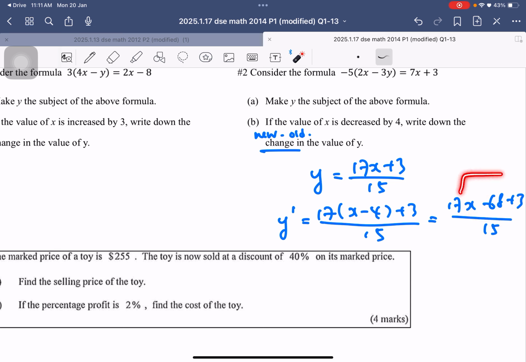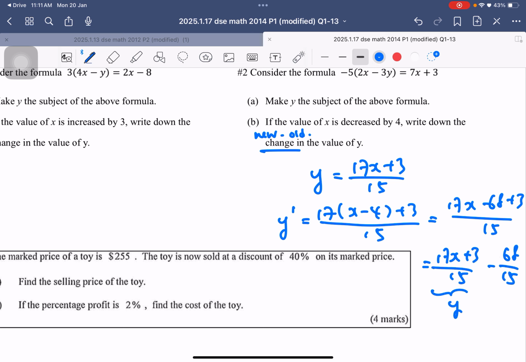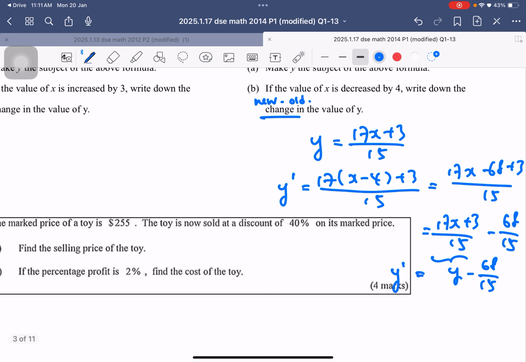Because if you put these two things together, that's the original, isn't it? So this is equal to 17x plus 3 divided by 15 minus 68 divided by 15. This is the original y. So the new y is equal to the original y minus 68 divided by 15. Then we can say it's decreased by 68 divided by 15. You don't need to count them up. Or you can count them up and then use the new minus old to calculate again.